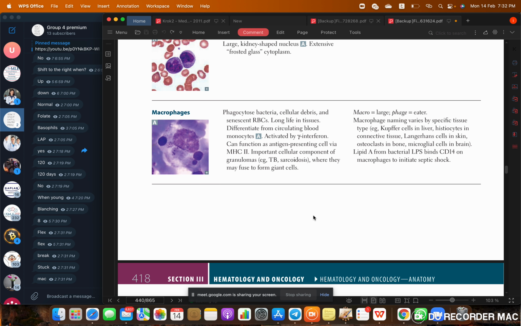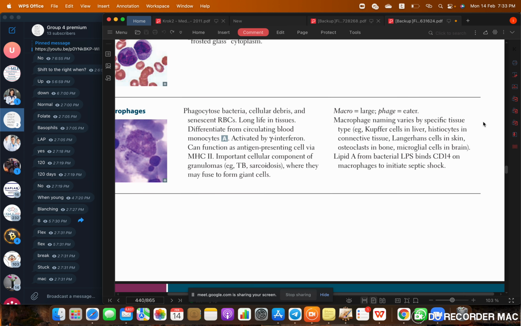So if you get a question on the USMLE showing you a granuloma in case of sarcoidosis or TB, remember TB has caseating, sarcoidosis non-caseating. So why is TB caseating? Because it's infectious. Sarcoidosis is non-caseating because it's non-infectious. So if they show you a giant cell and they ask which type of cell is that, be like, well, it's a macrophage. So macro means big, phage means an eater.